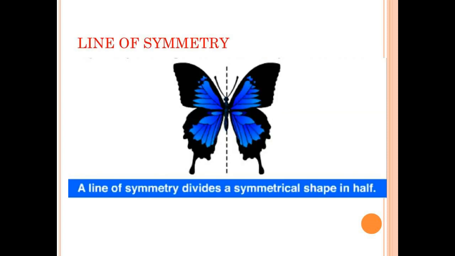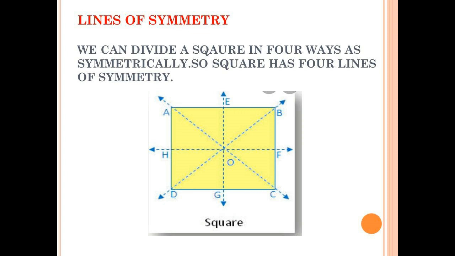Line of symmetry. In the previous classes, you studied the line of symmetry. When a line divides a given figure into 2 halves, this line is called the line of symmetry or axis of symmetry. Have you all seen the picture? Square shape. Square has lines of symmetry. We can divide a square in 4 ways symmetrically. So, square has 4 lines of symmetry.